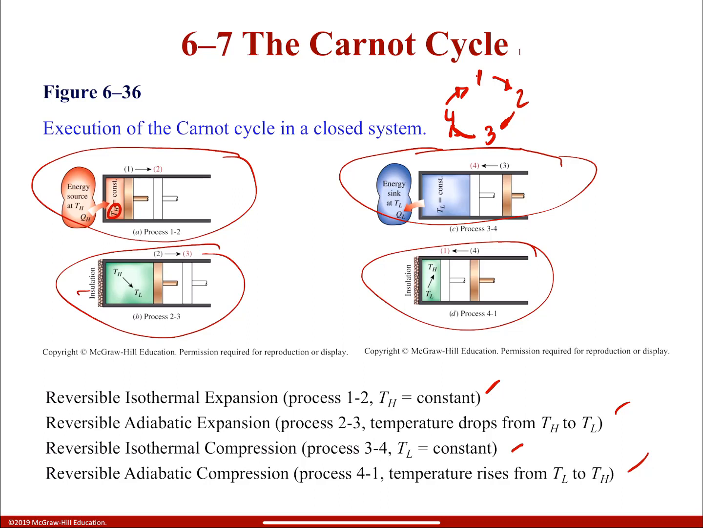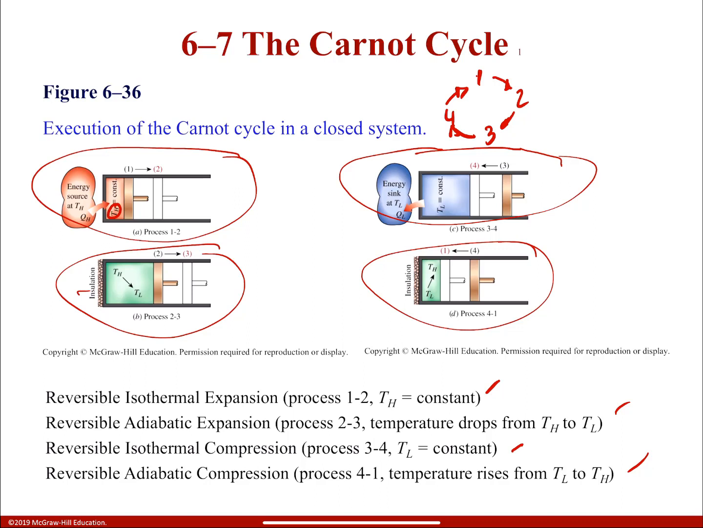So the gas temperature is kept constant at TH. Since the temperature difference between the gas and the reservoir never exceeds the differential amount dT, this is a reversible heat transfer process. So, listen to me.